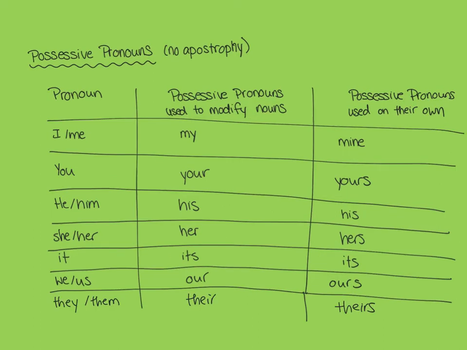Our last set of examples is the they, them. They did this. This was done to them. This is their house. That is theirs. Okay, so these are our examples.